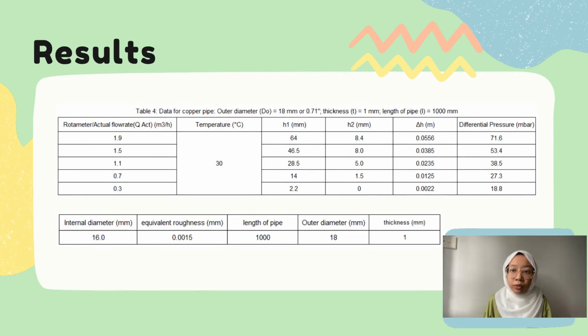Then, for table 4, this is the data for copper pipe that has 18 mm diameter, 1 mm thickness, and 1000 mm length of pipe. We calculate the same thing as table 3, but for table 4, we also calculate the internal diameter of this pipe.